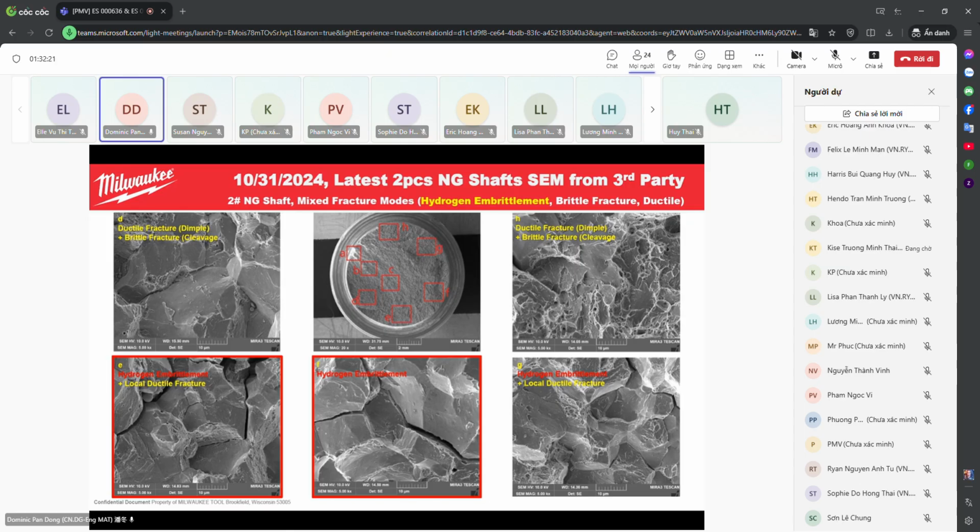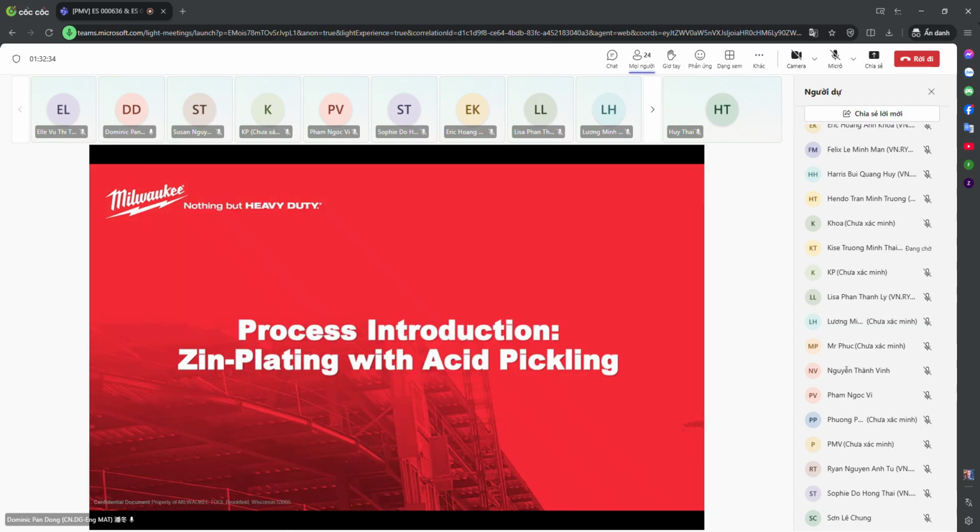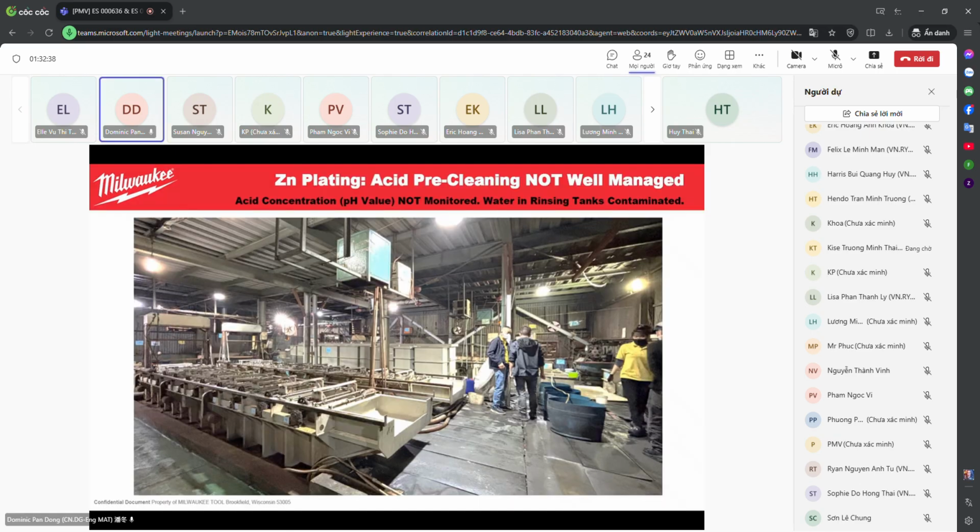So don't make this kind of trouble. It would cause you to receive a very high debit note. That's something both of us don't want to see. Okay, so I think this is just an example showing how the line is managed.